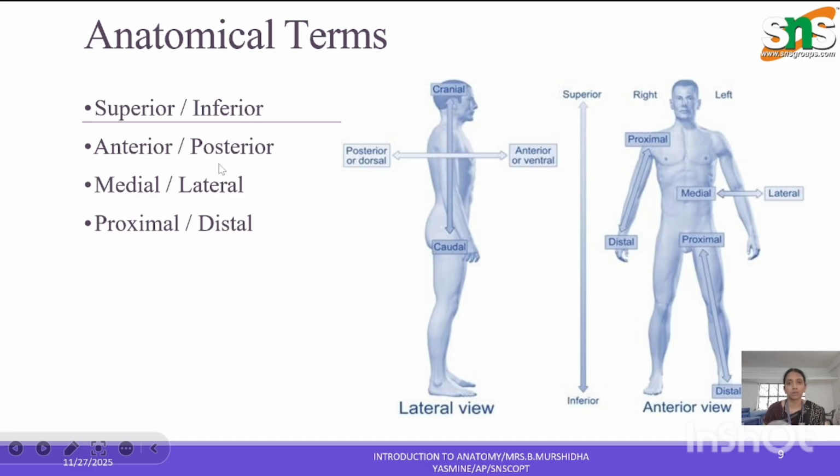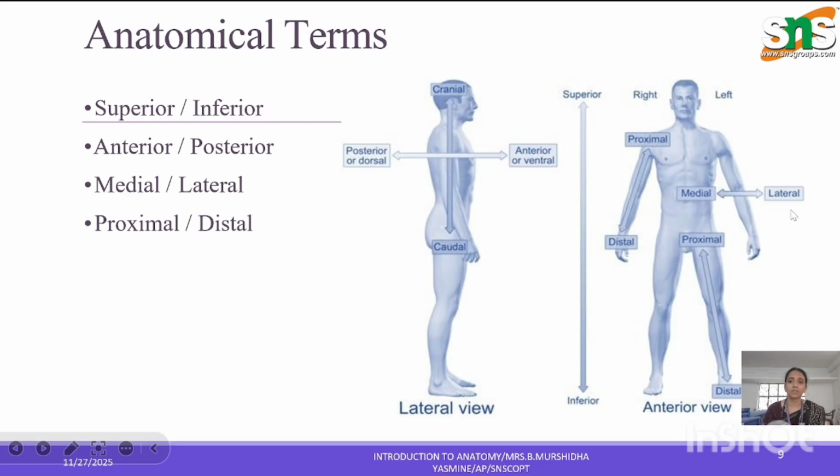Anterior, posterior, which are called front and back. Anterior is otherwise called ventral, posterior is otherwise called dorsal. Anterior refers to front, posterior refers to back. Medial, lateral. Medial refers to inner side, lateral refers to outer side. Medial refers to towards the midline of the human body. This will be considered as the midline, and something present medial to or towards the midline is called medial. Something present away from the midline is called lateral.